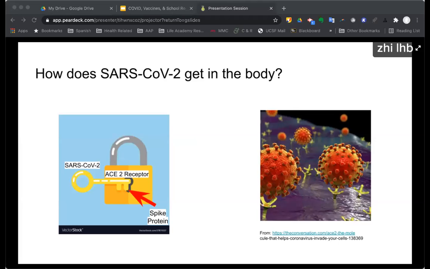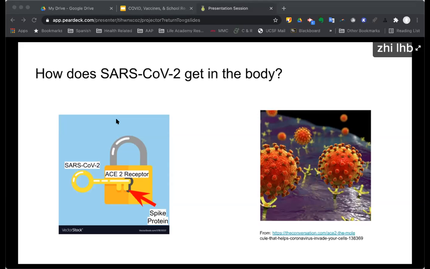So, how does SARS-CoV-2 get into our bodies to cause COVID? I think of these proteins on the outside, some of them are called spike proteins, like a key. And the key can go in a lock. And that lock in our bodies is called the ACE2 receptor.